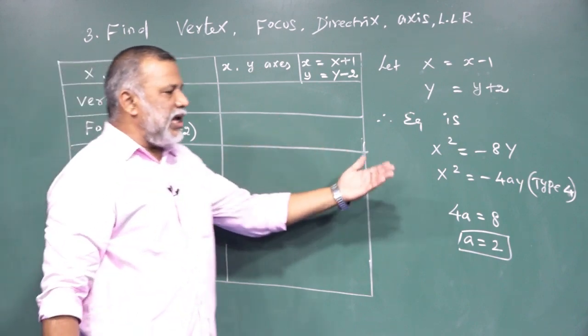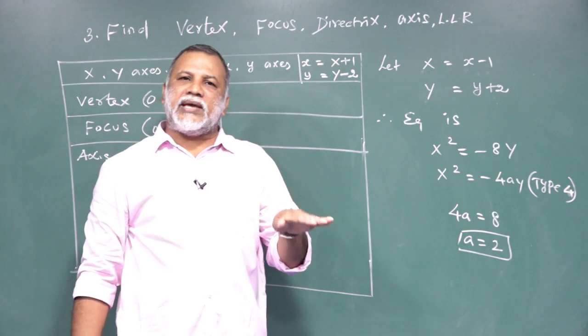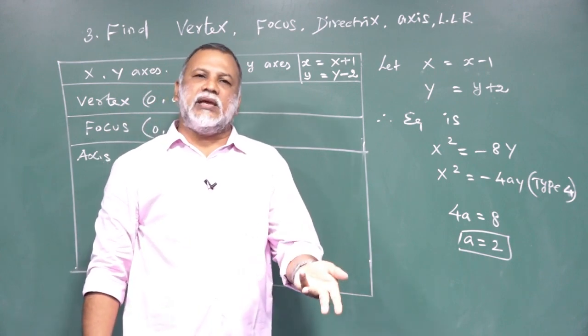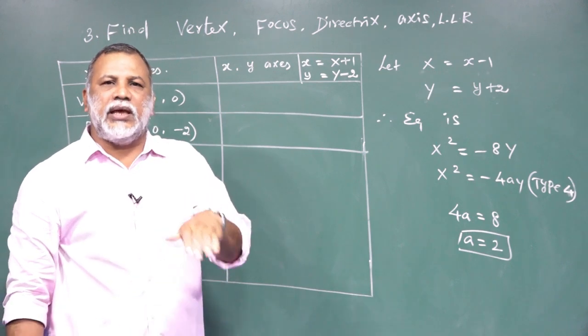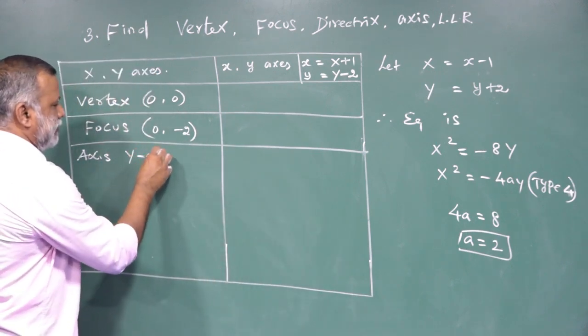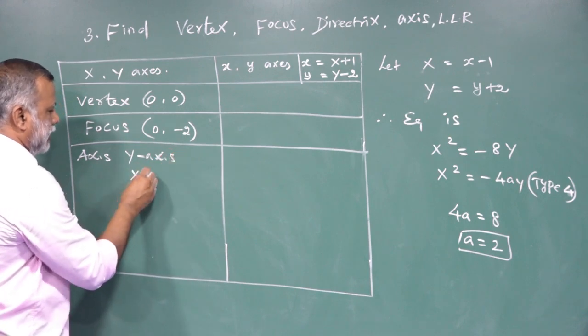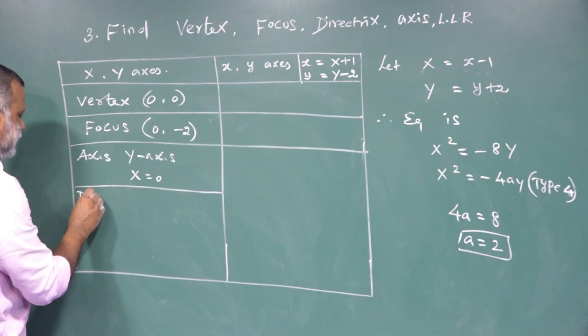Type number 3 and 4 are symmetrical about the y axis. Symmetrical about the y axis means capital Y axis. Its equation, see capital Y axis, its equation is x equal to 0. Axis is capital Y axis, then its equation is x equal to 0. Then directrix.